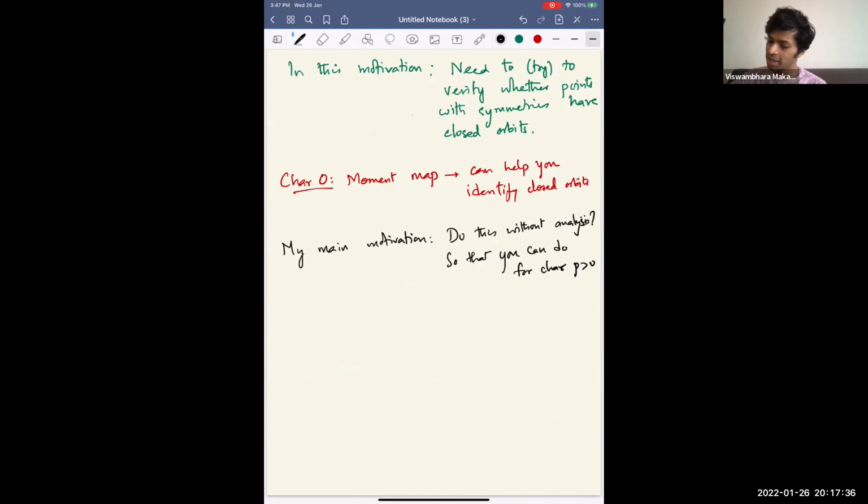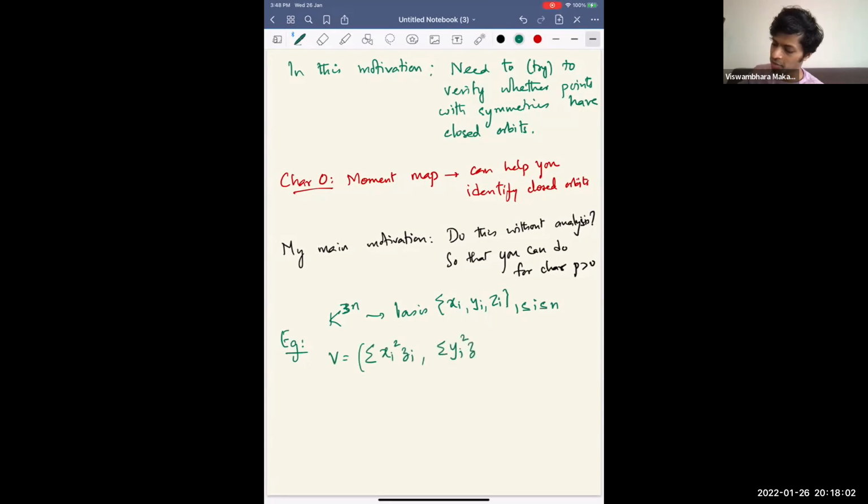Let me give you an example of the kind of points that we are interested in. So remember, I will take K^{3n}, a three-dimensional vector space, and label a basis as x_i, y_i, z_i, where i ranges from 1 to n. The kind of points I'm interested in is something like the sum of x_i squared z_i, the sum of y_i squared z_i, inside Sym^3 of K^{3n}, 2 copies.